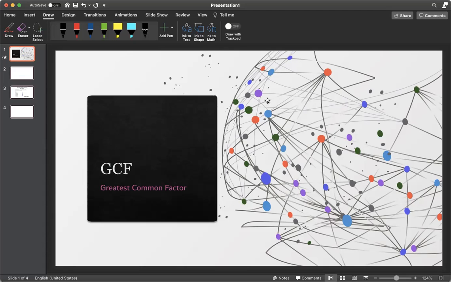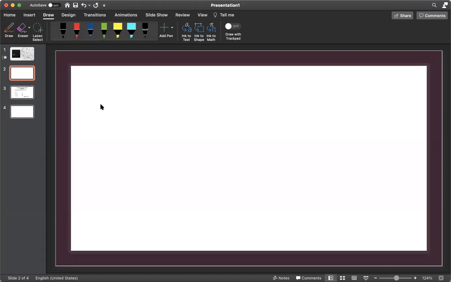GCF means greatest common factor. So remember back in grade school when you were asked, we have 12 and 16. What is the GCF of 12 and 16? That is our greatest common factor.